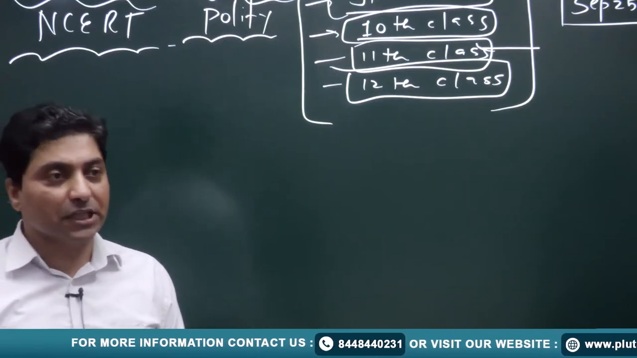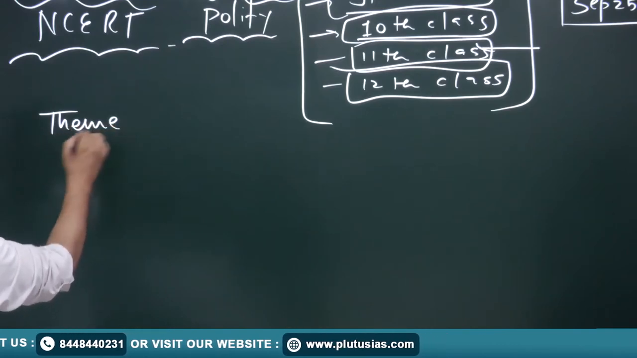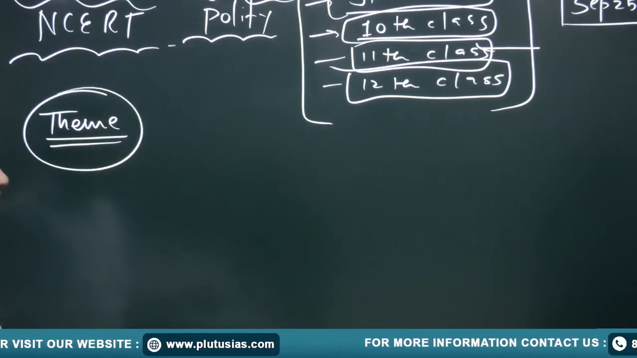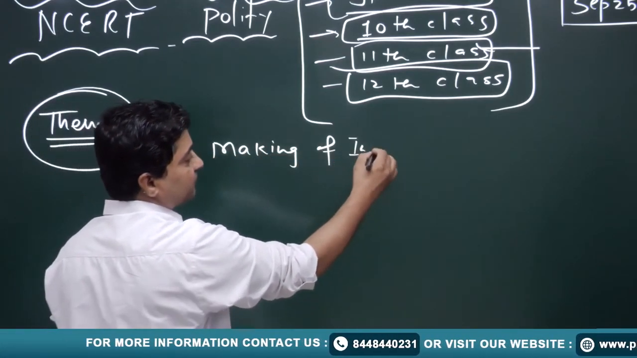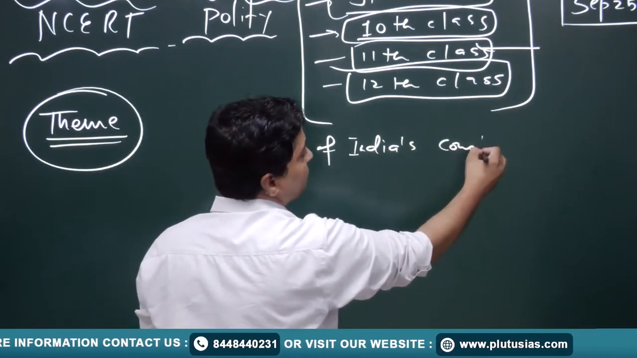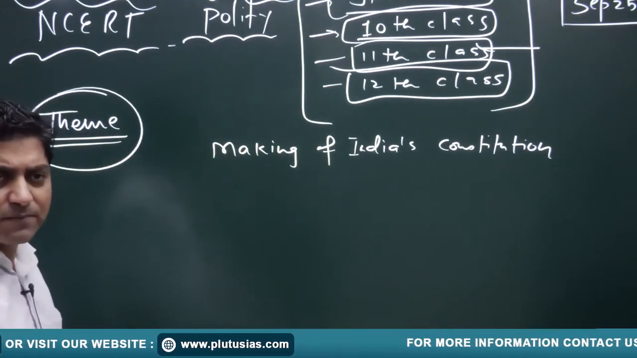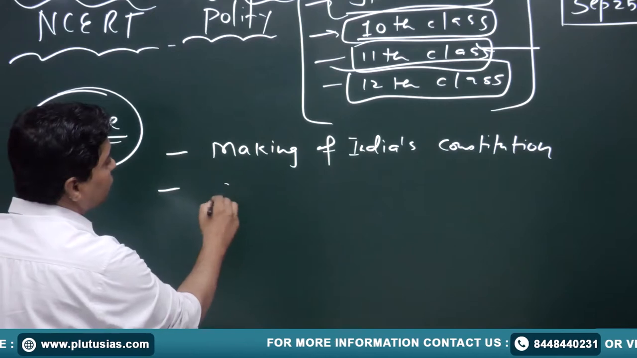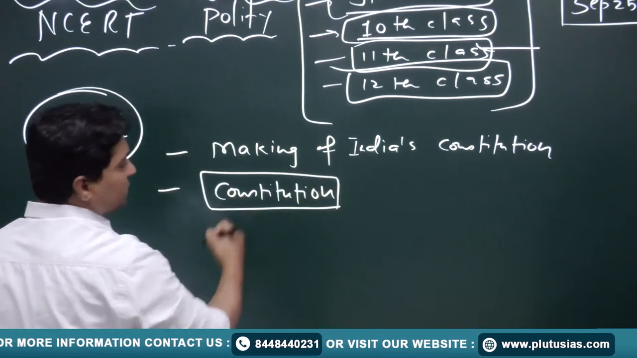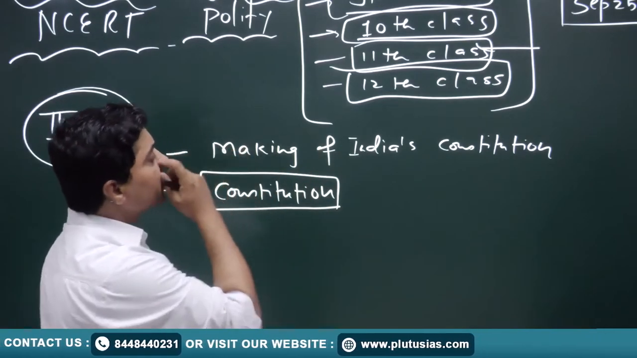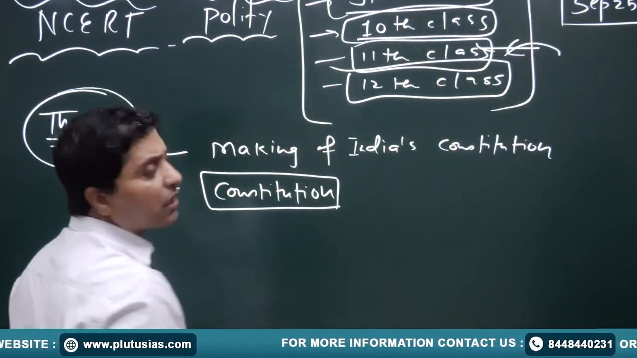So it is better that we take it theme-wise. We take the theme and then proceed. For example, the theme is the making of India's constitution, which is there in the 9th or 10th class, approximately. And then let's talk about the constitution. First, we'll discuss the constitution and then we'll talk about the making of India's constitution, which is there in the 11th class and in the 9th class, right?